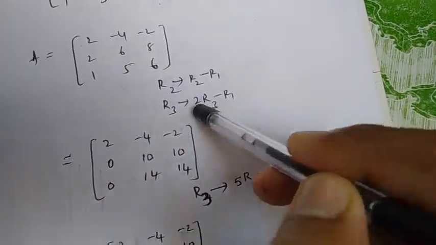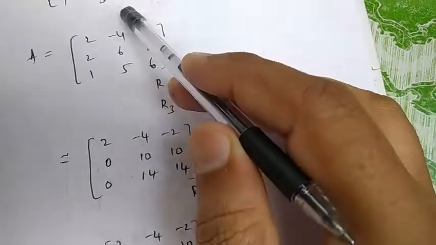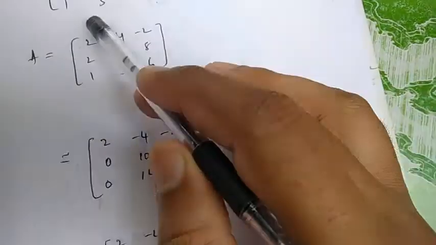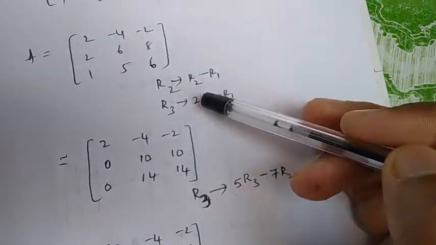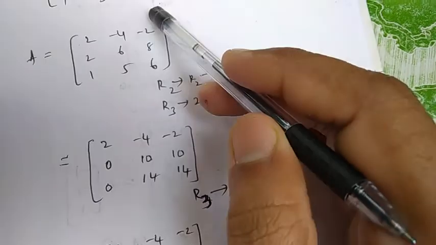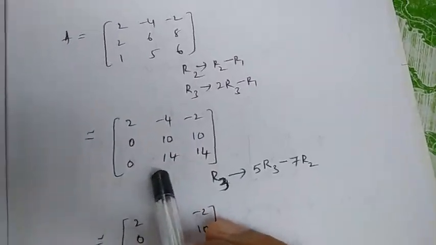Next, R3 changes to 2 R3. 2 minus 2 is 0. Now 2 5s are 10 minus minus 4, which is 10 plus 4, that is 14. Now 6 2s are 12, minus of minus 2 is plus 2, 12 plus 2 is 14. Now make this 0.